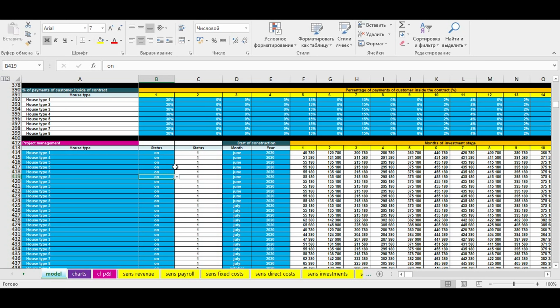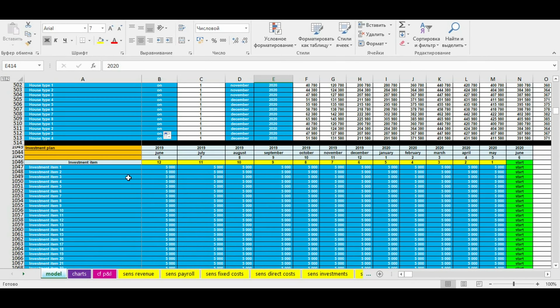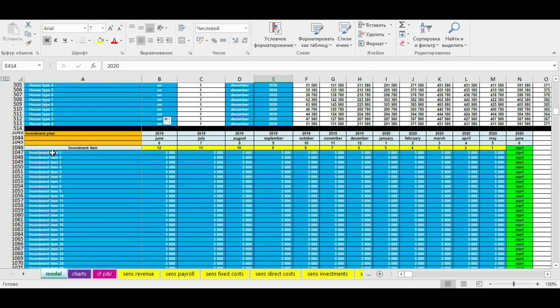Then we specify month and year when we start construction work for every house. Then we move to one of the main blocks of inputs, investment plan of objects of infrastructure. This can be water, gas, electricity supply, canalization, road building for all your houses, and so on.